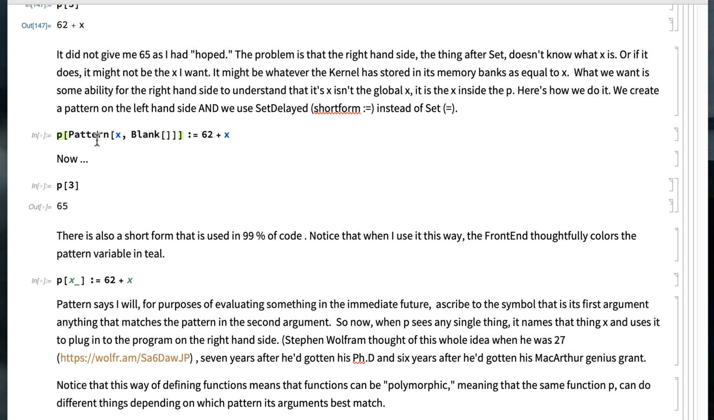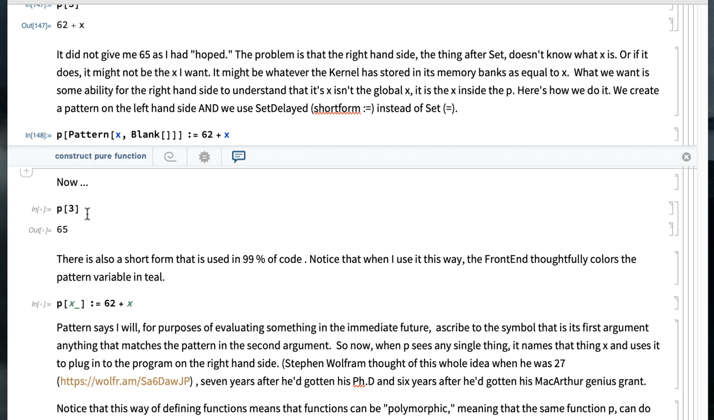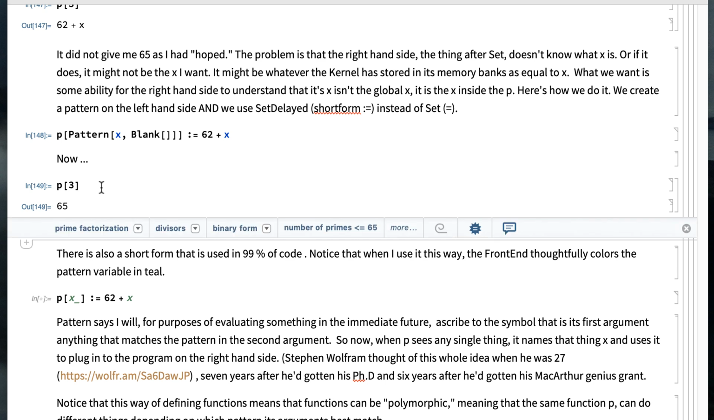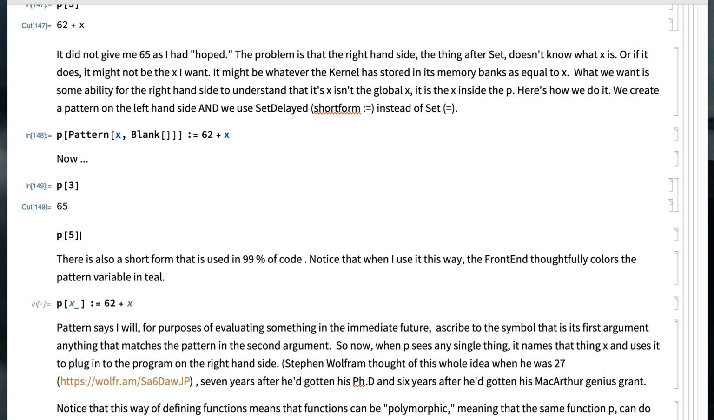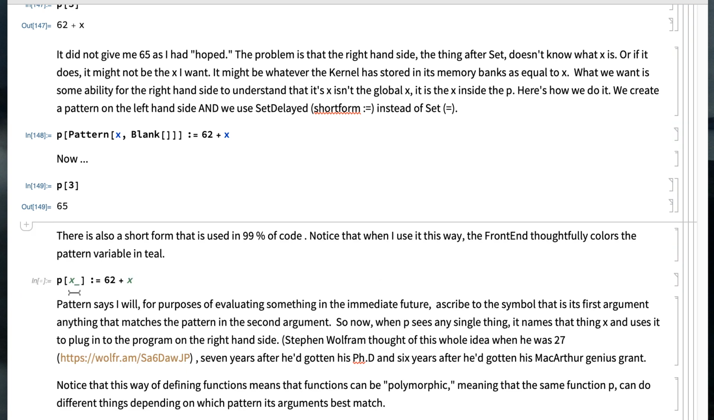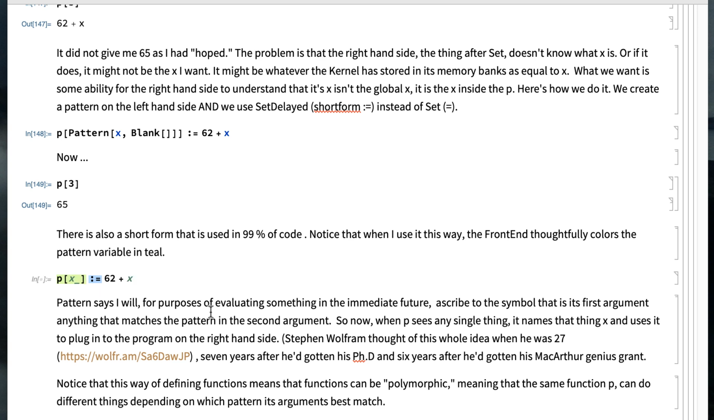So let's define this. Okay, and now if I write P of 3, it's saying, oh, wait, 3 is X, and therefore 62 plus X is 65. And what's P of 5? It's 67, okay? Again, you almost never write it this way. You write it this way, X underscore. And this is saying from now on, the right-hand side of this expression of the set delayed thing here, which I'm going to come to in one moment, this x is the same thing as that x, okay?